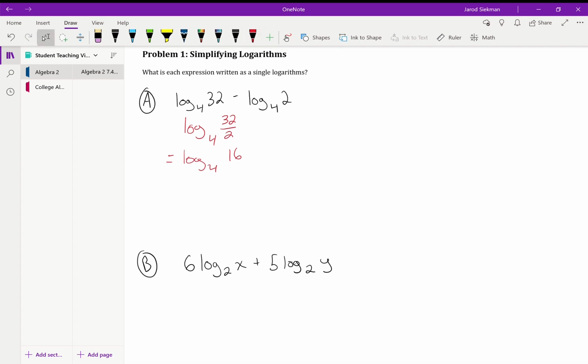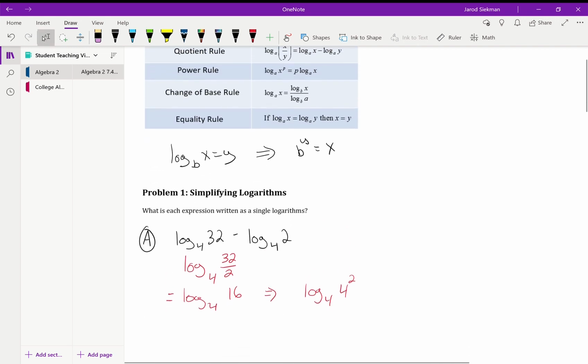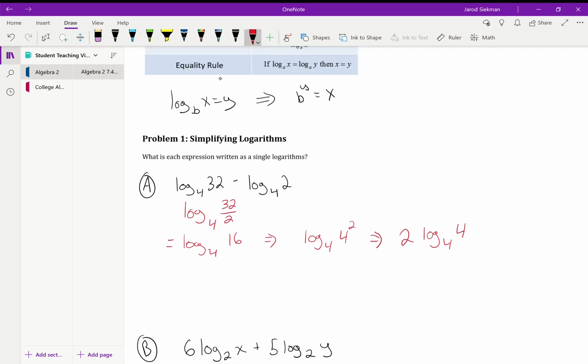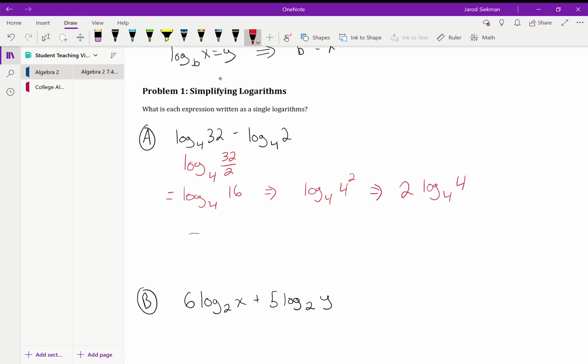If we look here, we can rewrite this as log base 4 of 4 squared. We can use the power rule, my bad, and write it out as 2 times log base 4 of 4. Now when we have a logarithm that has the same base as the number, so the base and the number are matching, that will just equal 1. So we end up getting 2 times 1, or 2.